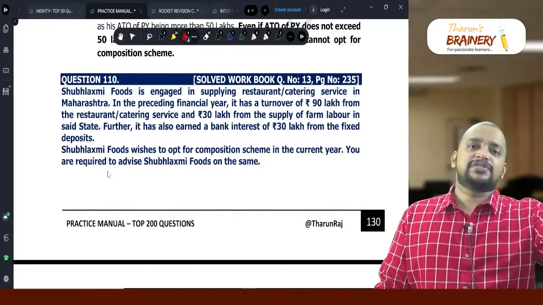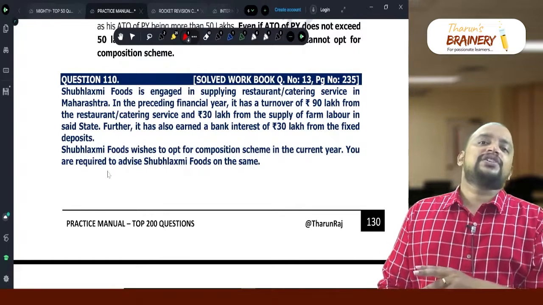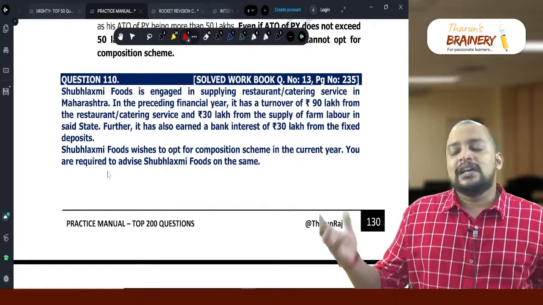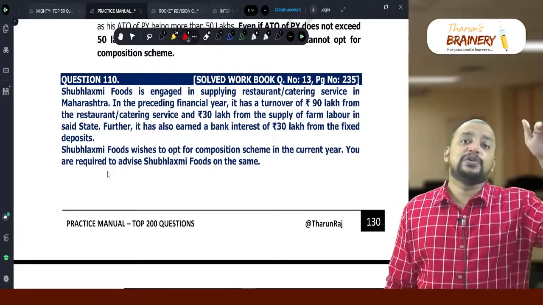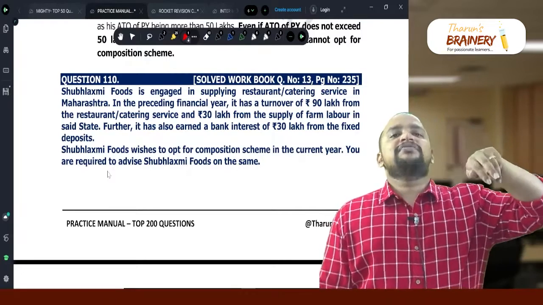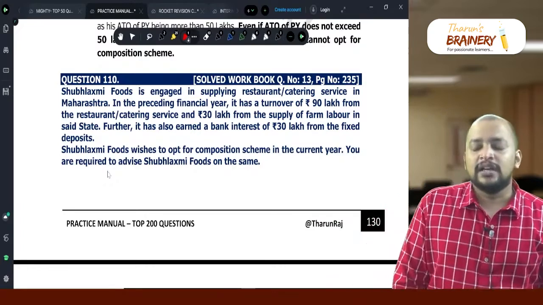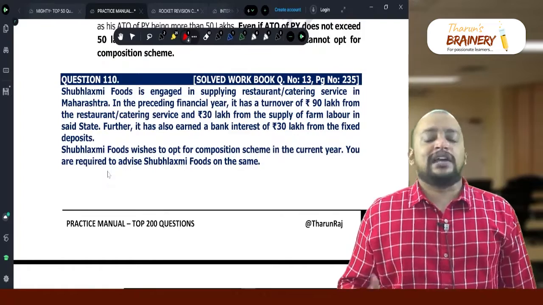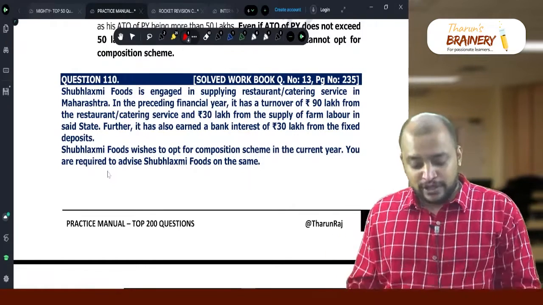For example, pre-registration turnover is 30 lakhs, 20 lakhs, and post-registration turnover is 140 lakhs. 140 plus 20, 160. Current year we cannot opt for composition scheme. Even before the date of registration, during that financial year, if there is any turnover, that should also be taken. Okay. So, these are the two adjustments you need to remember for the regular aggregate turnover, to arrive at the aggregate turnover for eligibility to opt for composition scheme.